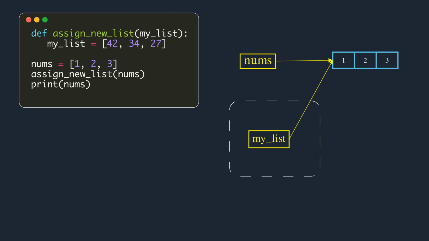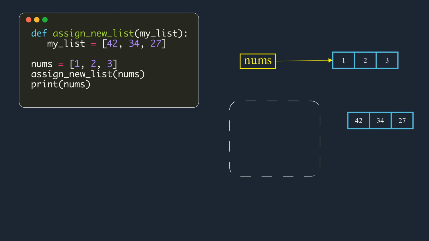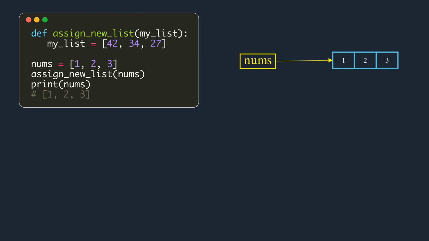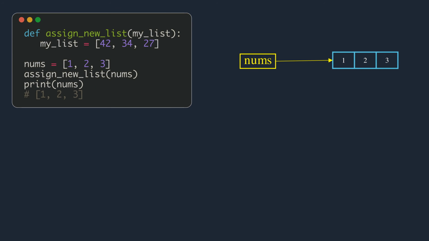The assignment creates a new reference to the original object. So the my_list and nums will point to the same list object. Within the function, when a new list is assigned to my_list, a new list object is created and my_list will point to this new list. When the function returns, the my_list goes out of scope. And the newly created list will also be removed by the memory manager because there are no more references to it. This means assigning a new value within the function won't change our original variable outside the function.